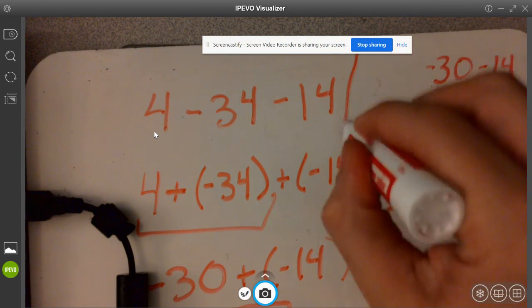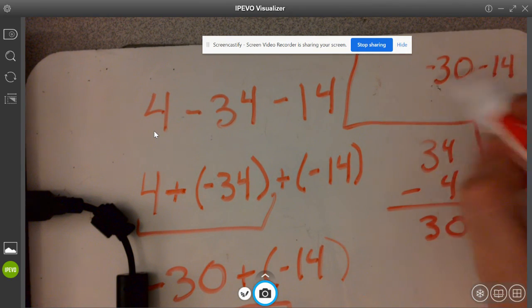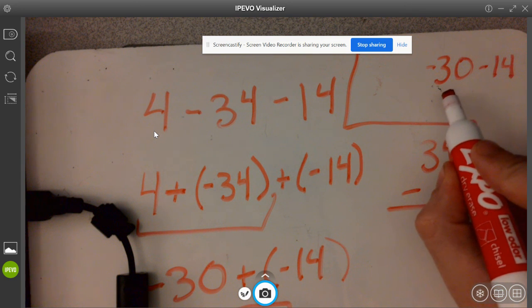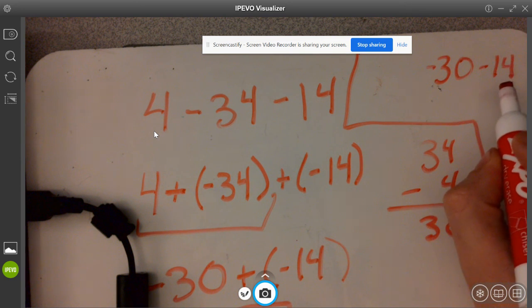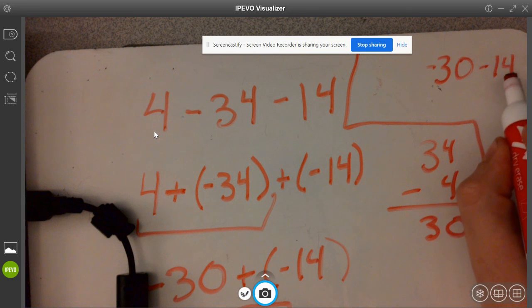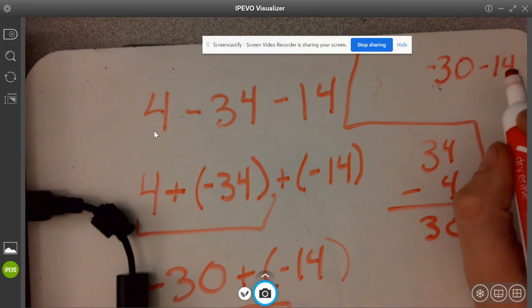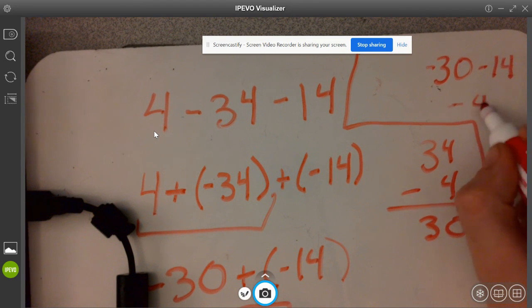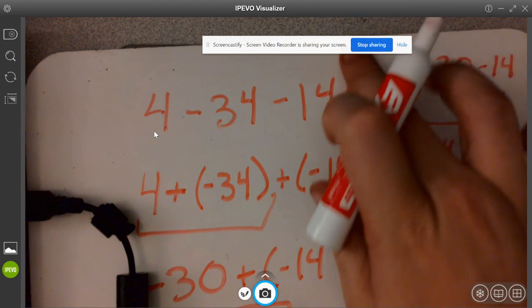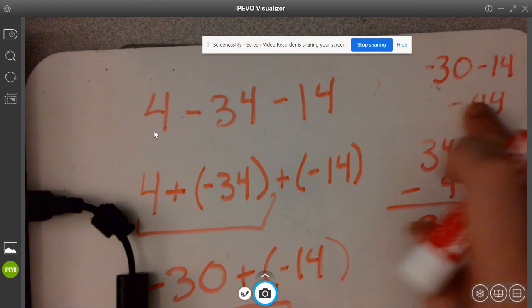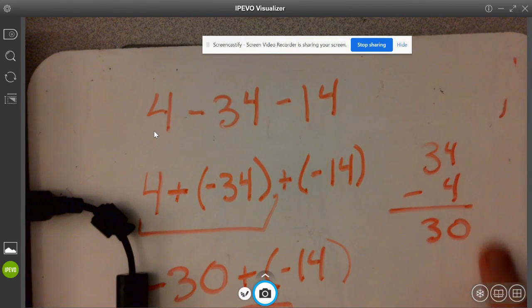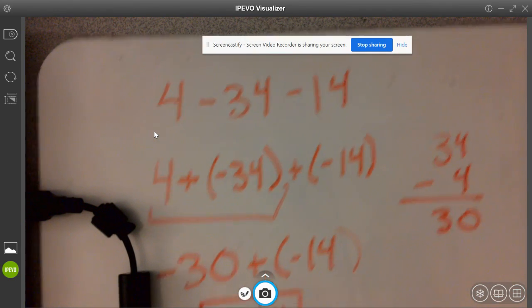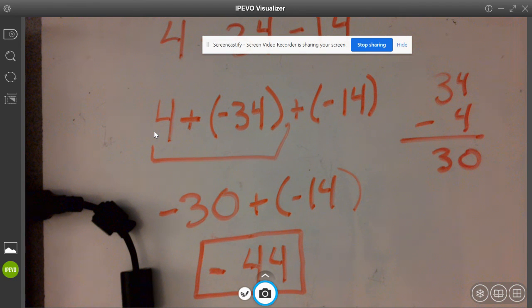Let me separate it. So 4 minus 34 is negative 30, and then you're doing the same thing, negative 30 minus 14. If it's negative, it's going to become more negative, so negative 44. So depending on which way you were taught, this is review. You'll end up with the same answer. I will pause the video and post.